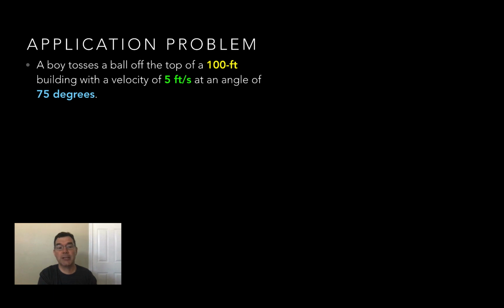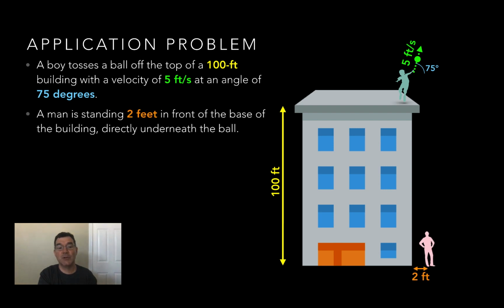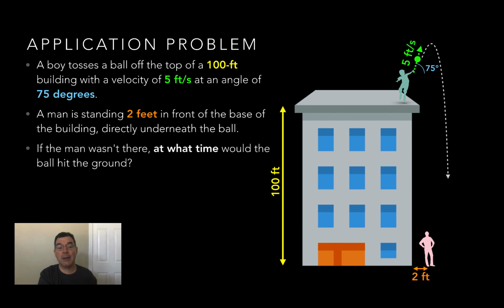Let's say I have a boy tossing a ball off the top of a 100-foot building with a velocity of 5 feet per second at an angle of 75 degrees. So here's my 100-foot building, and there's the boy standing on top. He is throwing the ball upward at 5 feet per second at an angle of 75 degrees. A man is standing 2 feet in front of the base of the building directly underneath the path of the ball. If the man wasn't there, what time would the ball hit the ground? Secondly, will the ball actually hit the man in the head?